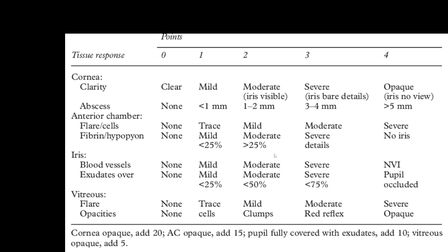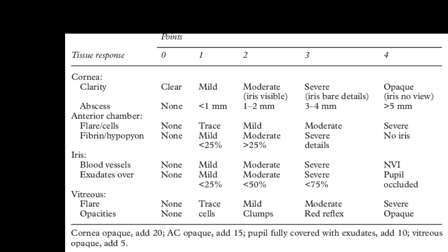Then it's again graded depending upon the degree. If it is not seen, 0. If the whole area is involved, and the iris is not completely visible at all, then it is considered as grade 4. In between you have the marks like less than 25%, more than 25%, that's how it is graded.